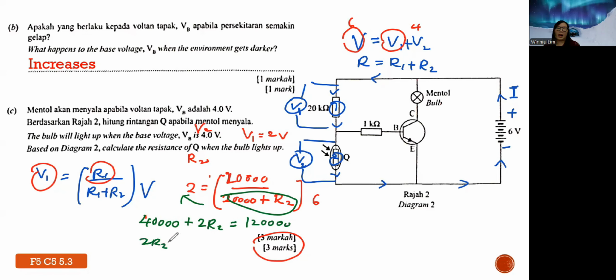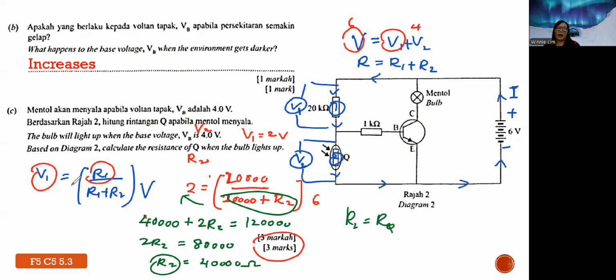Then 2R2 will be 80,000. So hence R2 will be what? 40,000 ohm. So this R2 refers to RQ. R2 equals RQ, if you want to be alert. You can substitute the idea as RQ1 actually if you want to.